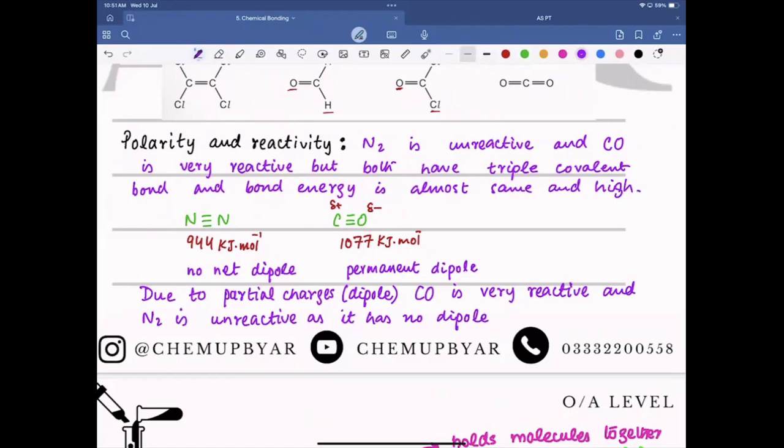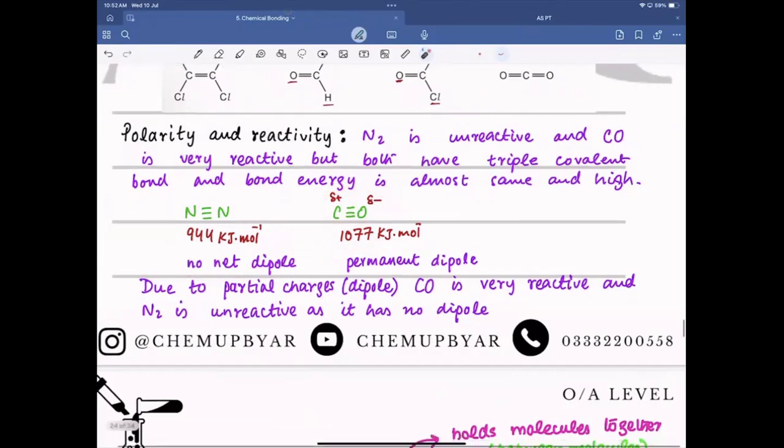Okay, so see, our first case: if the bond energy is higher, the molecule becomes unreactive. It is observed over here. Nitrogen is unreactive; its bond energy is very high, and it is almost the same as carbon monoxide, 944 and 1000. The difference between these two is not big. So apparently, carbon monoxide would have to be as unreactive as nitrogen, but it becomes reactive due to its polarity, the dipole or partial charges on it. Is this understandable? Yes, sir.